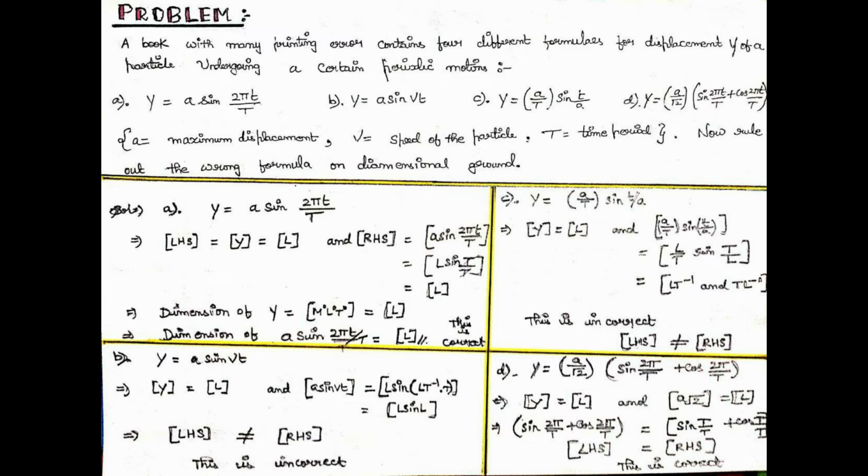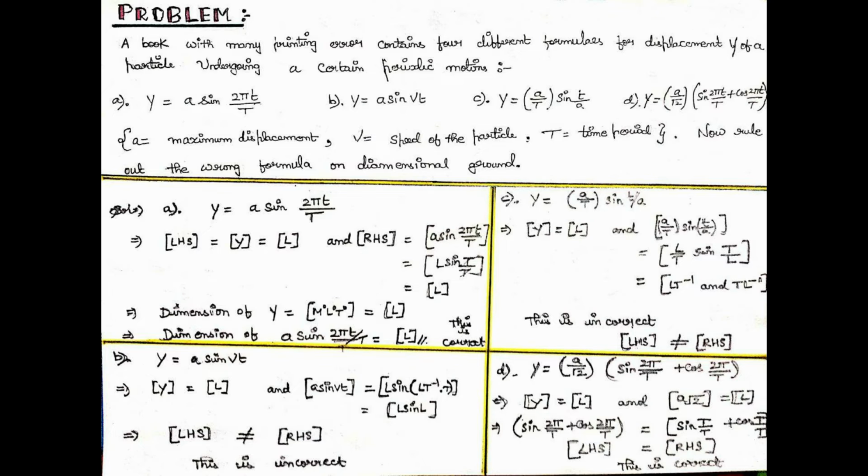So from the first equation itself we can know that A by t is length by time, as A is length. So from here we can convert both as L by t and sin t by L. From there we get L t power minus 1 and t L power minus 1. If we compare both LHS and RHS, we get that they are not equal. Hence, this is also incorrect.